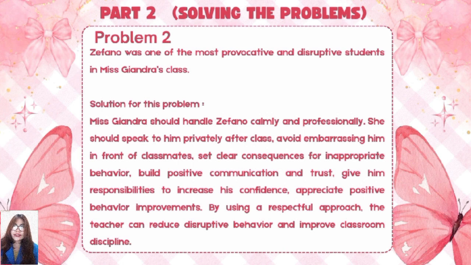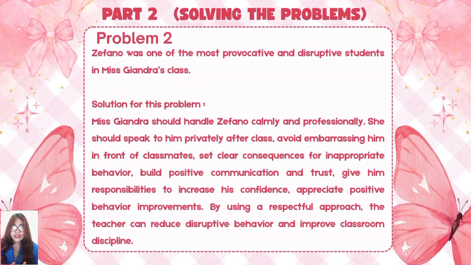Set clear consequences for inappropriate behavior. Build positive communication and trust. Give him responsibilities to increase his confidence. Appreciate positive behavior improvements. By using a respectful approach, the teacher can reduce disruptive behavior and improve classroom discipline.